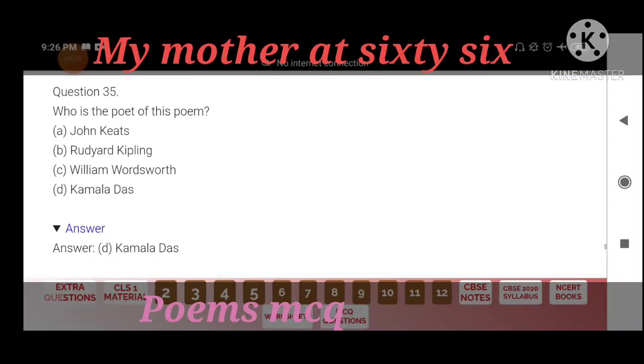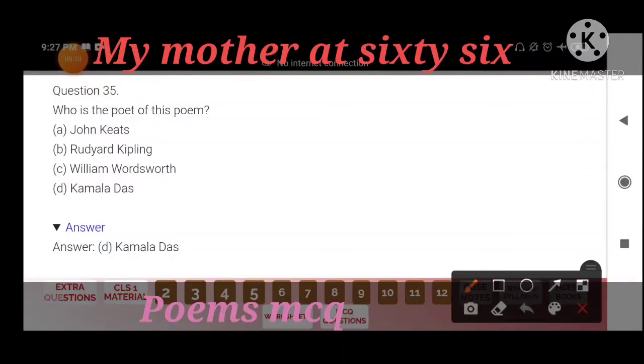Who is the poet of this poem? John Keats, Rudyard Kipling, William Wordsworth, Kamala Das. The answer is Kamala Das.